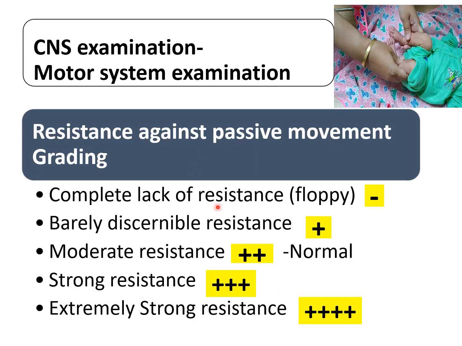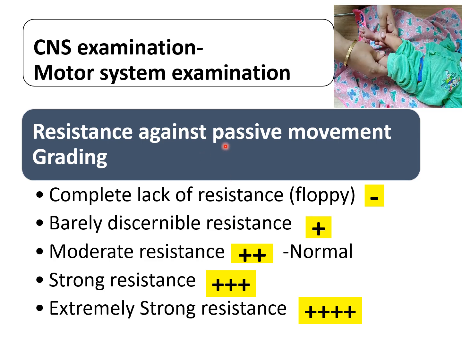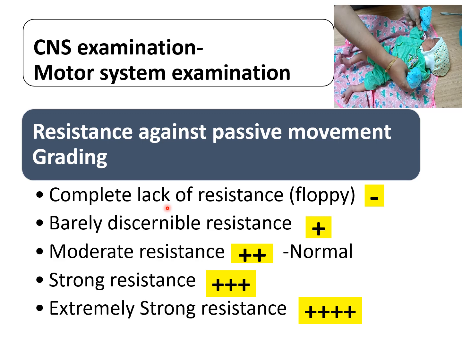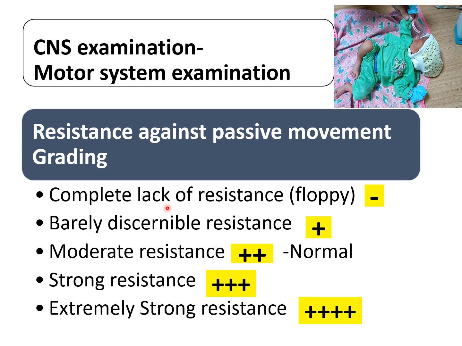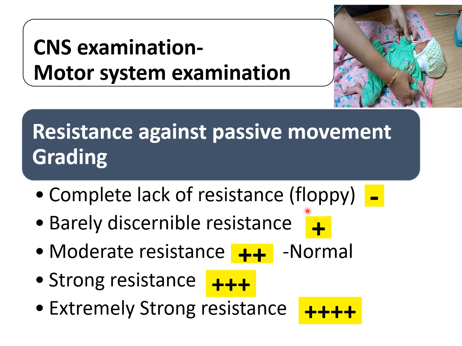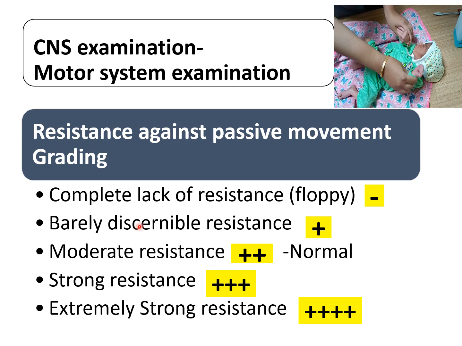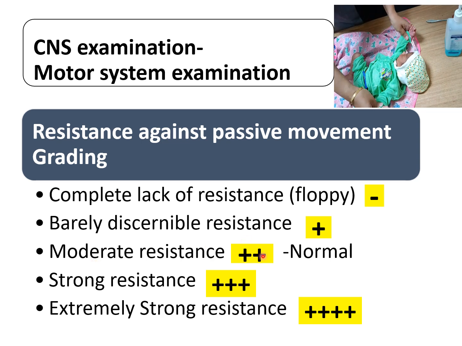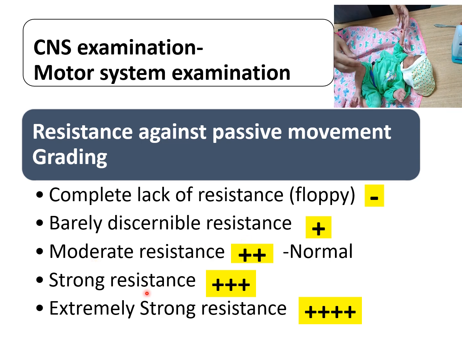There is grading from minus 1 to plus 4 for the passive movements. When there is no resistance, we feel a complete lack of resistance, we label it as a floppy baby, minus 1 grading. When there is hardly any, mild resistance, then plus 1. When moderate resistance, then plus 2. Strong resistance you feel, plus 3. Then extremely strong resistance, where you are not able to move the limbs even slightly, then plus 4.